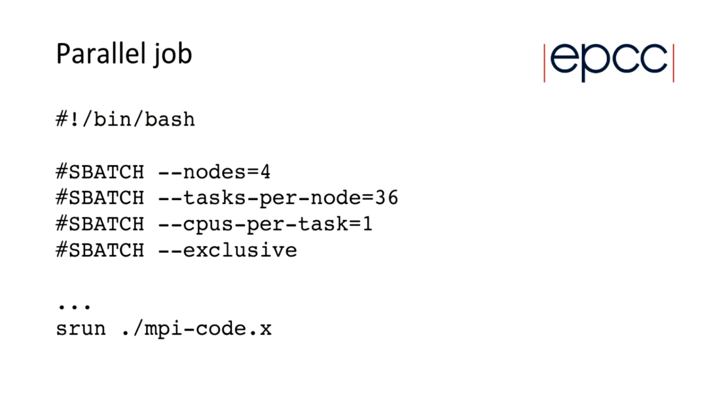So to launch an MPI job, one uses this thing srun, and then your executable. So srun will pick up the fact that I have 4 nodes and 36 tasks per node, and realize that I want 144 MPI tasks in total, and all that will happen through Slurm.